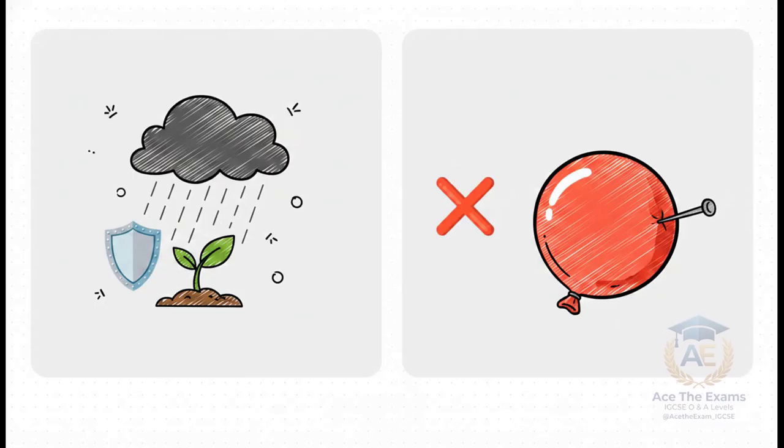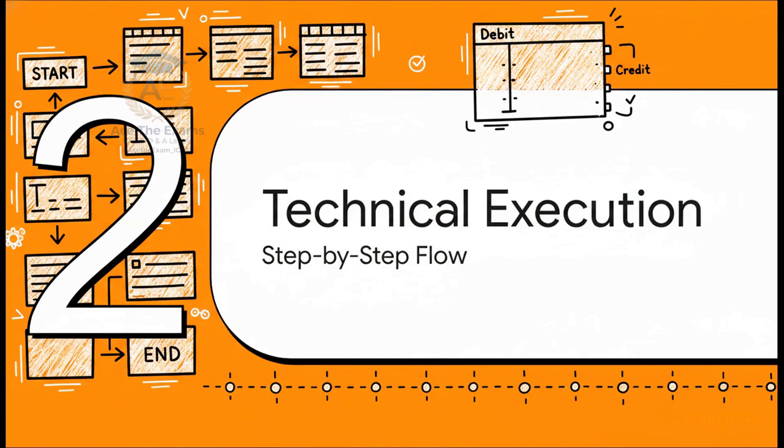A really common trap students fall into here is overstating profits by ignoring potential losses. And that directly violates the prudence concept. The big takeaway for you is this. We always anticipate potential losses, but we never anticipate profits before they're actually realized. Make sense? Moving on to Section 2, Technical Execution.